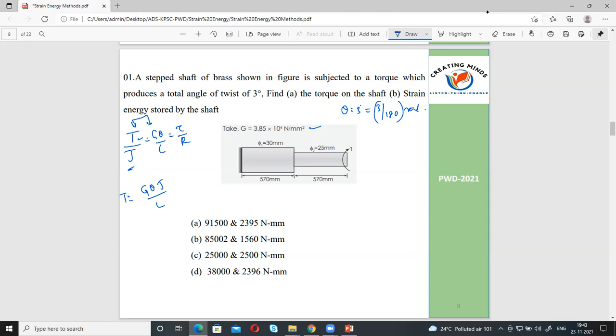Find out the torque and you will know which is the answer. We have the equation. G value is known, theta is known, J for circular. What is the J equation? Pi d power 4 by what? What is the polar modulus? 32 or 64? Yes, 32. Okay. See what T value you get.